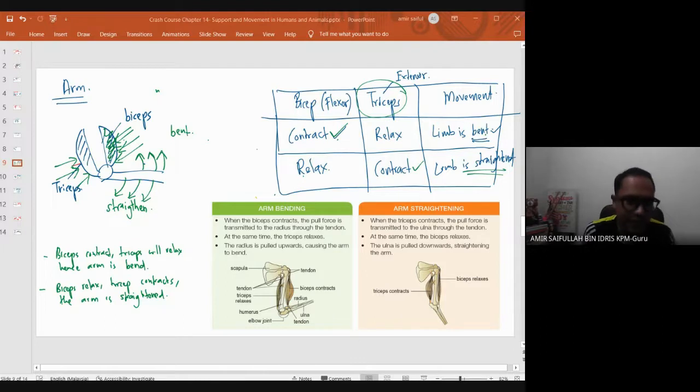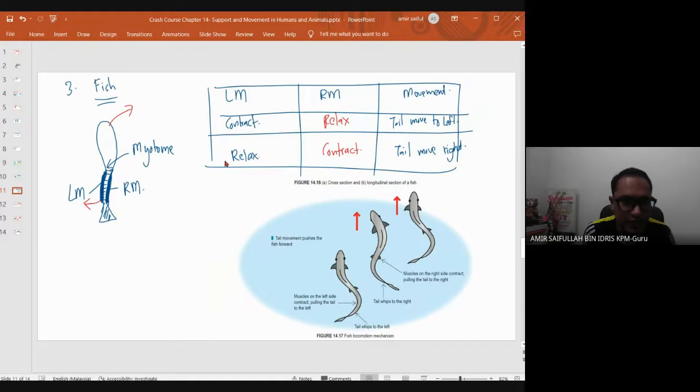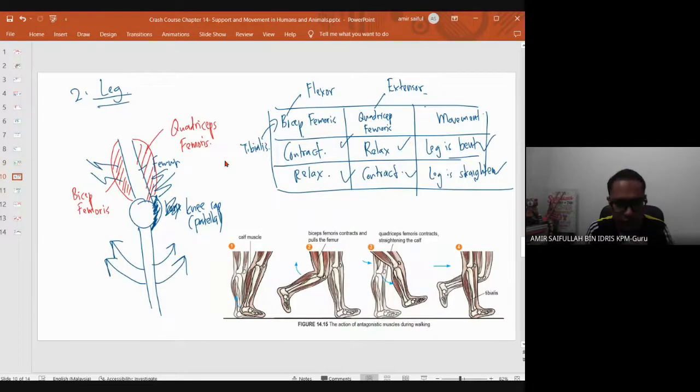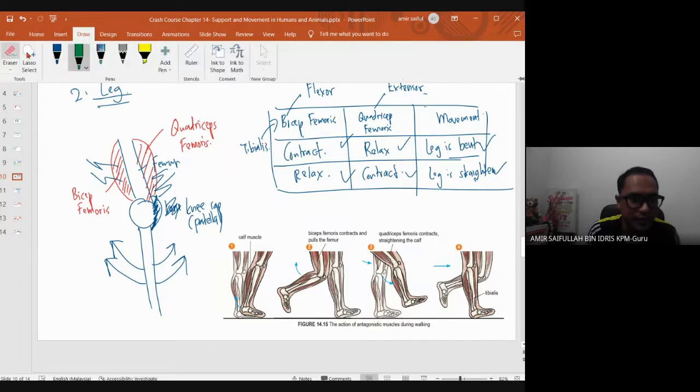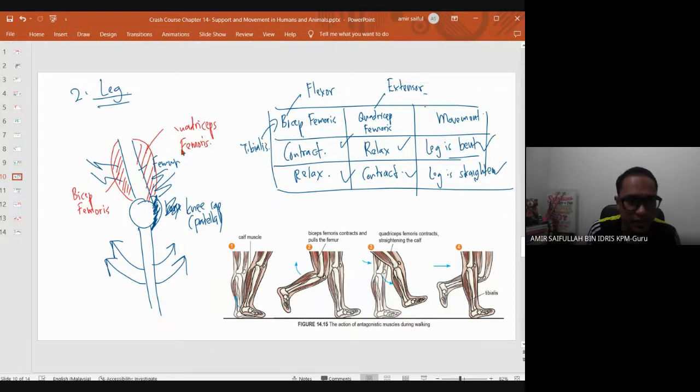Okay, now we go to the next part. The second part is the leg. Leg also is the same thing. Okay, I rub the whole thing. For the leg, it's the same, but you must remember the names. So lazy to wipe this.